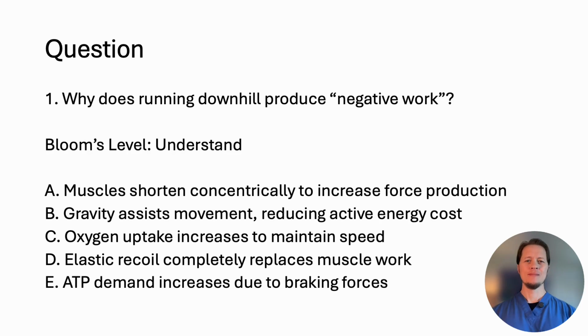Here we go. And again, we're back to 5 multiple choice question options, trying to shake things up and challenge you a little bit. Question 1, why does running downhill produce, quote, negative work? Is it A, muscles shorten concentrically to increase force production? B, gravity assists movement, reducing the active energy cost. C, oxygen uptake increases to maintain speed. D, elastic recoil completely replaces muscle work. Or E, ATP demand increases due to braking forces?